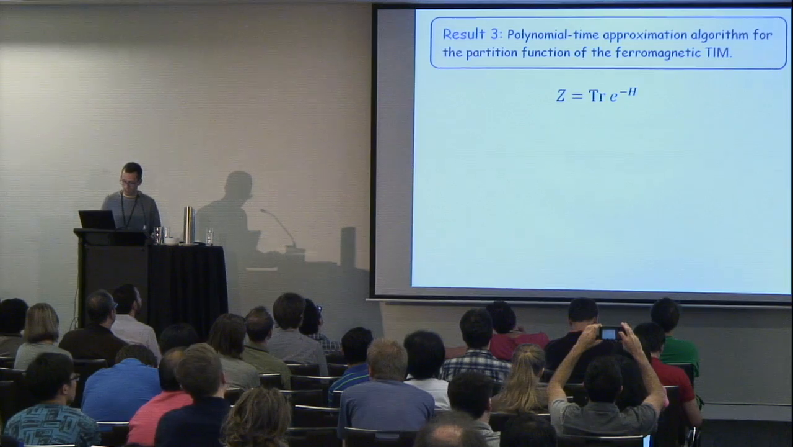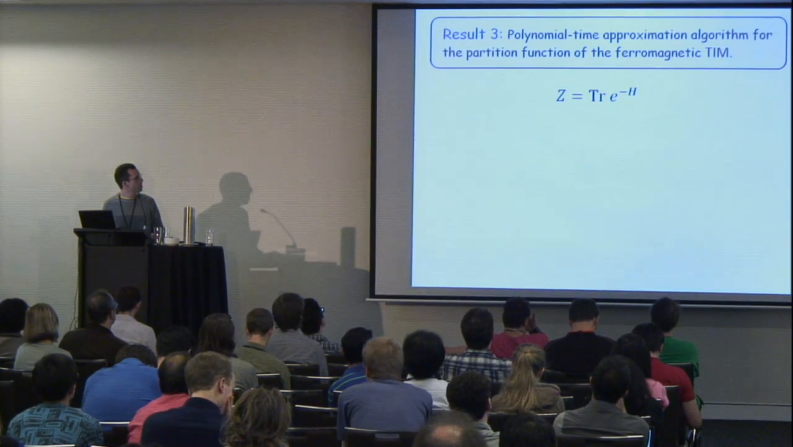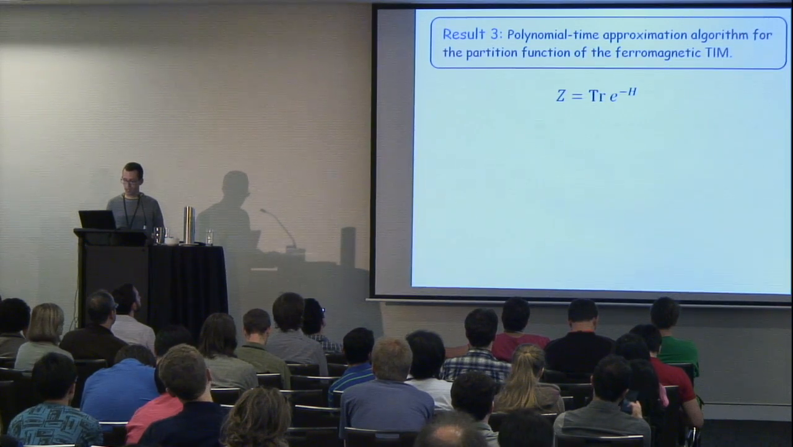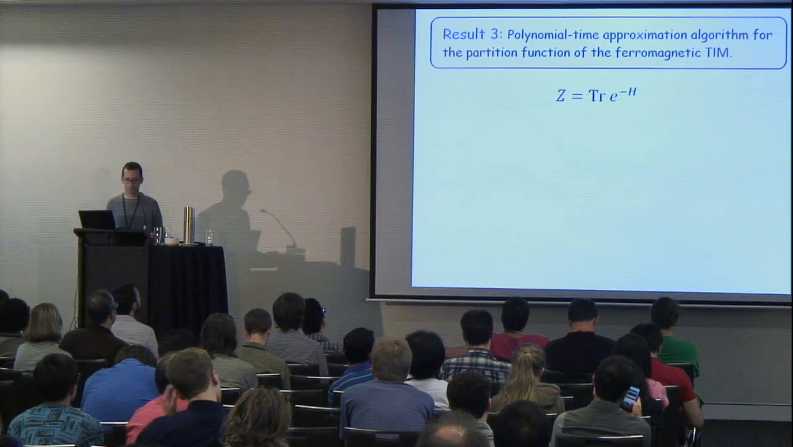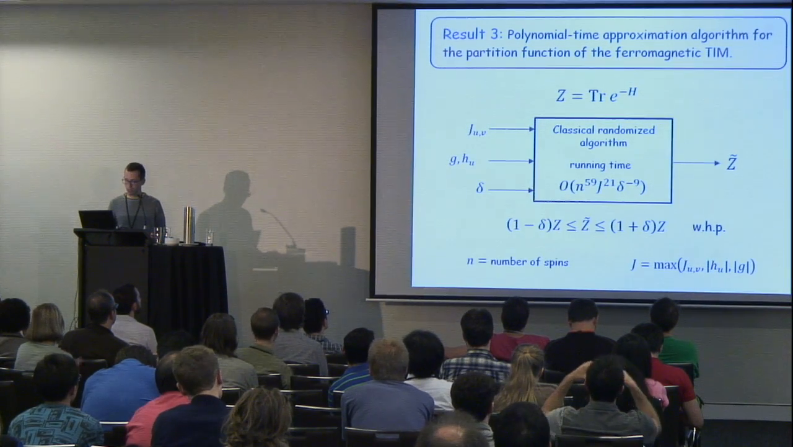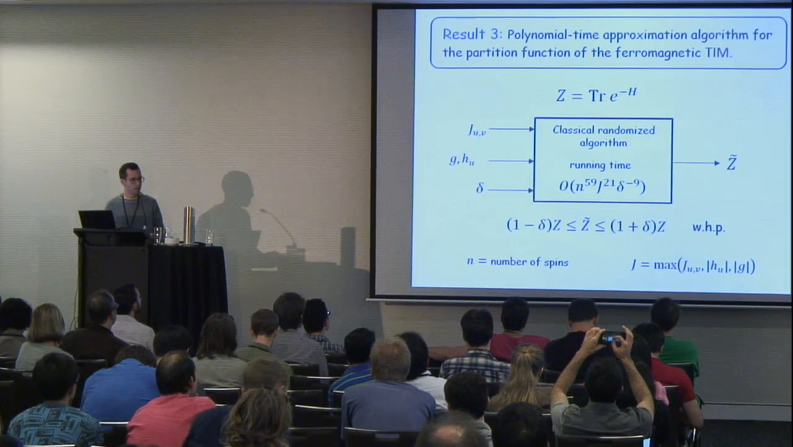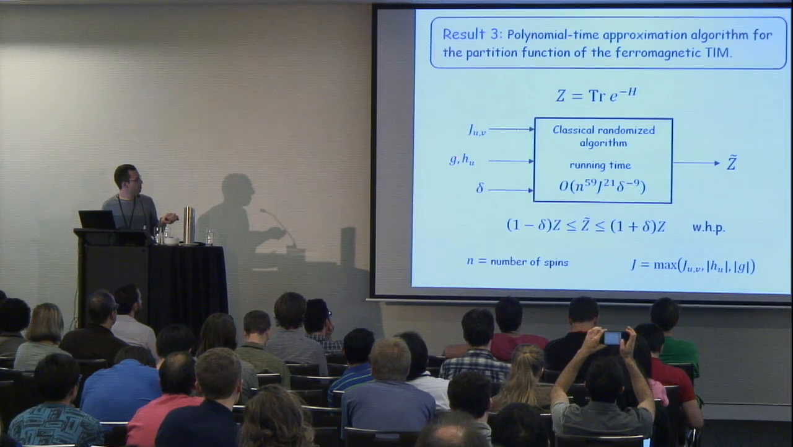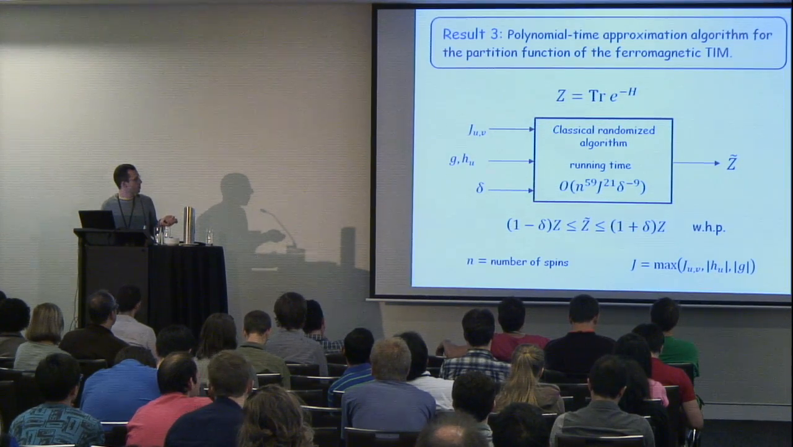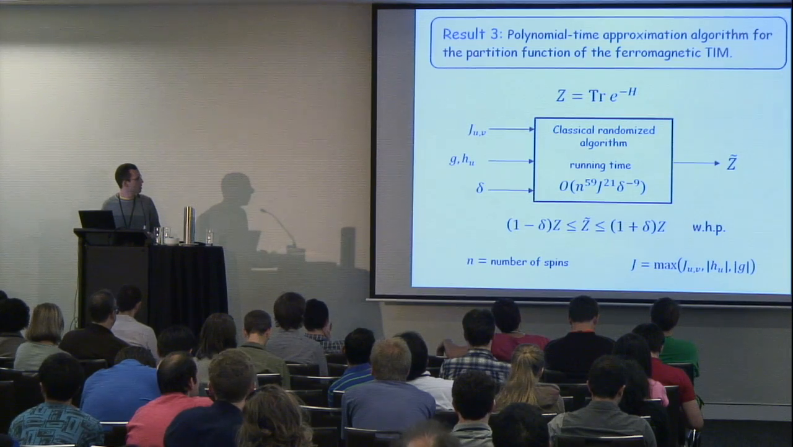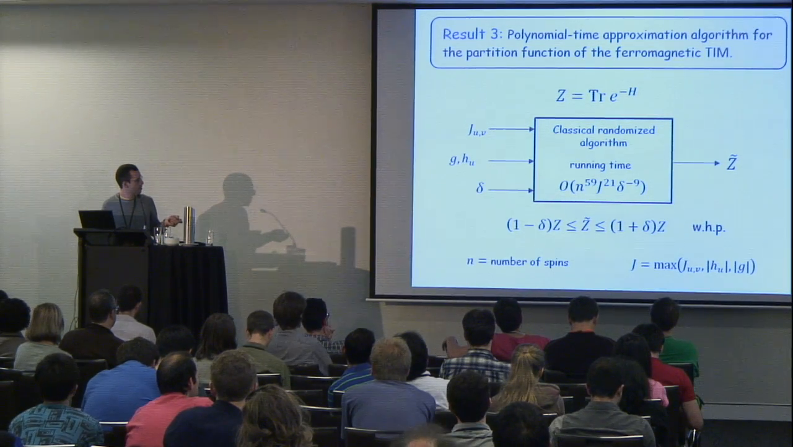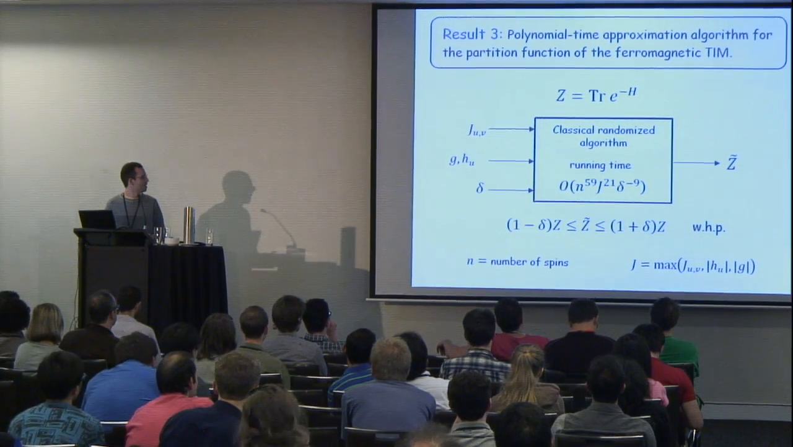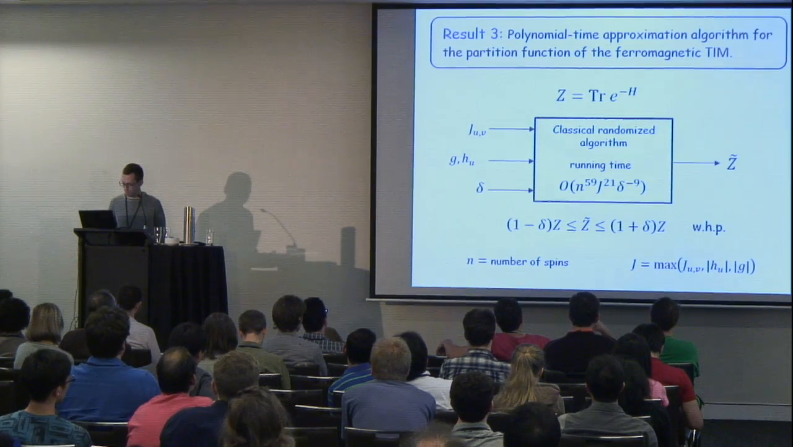Okay, so the third result in this talk is a polynomial time approximation algorithm for the partition function of the ferromagnetic transverse Ising model. So this generalizes the Jerrum-Sinclair result to the quantum case. Just to be clear about what this algorithm does, it takes as input the parameters of the model, which are these edge weights that are all positive, the uniform Z field, the transverse field, as well as a parameter that controls the approximation. And it has this running time, and it achieves with high probability an approximation to the partition function with that multiplicative error.